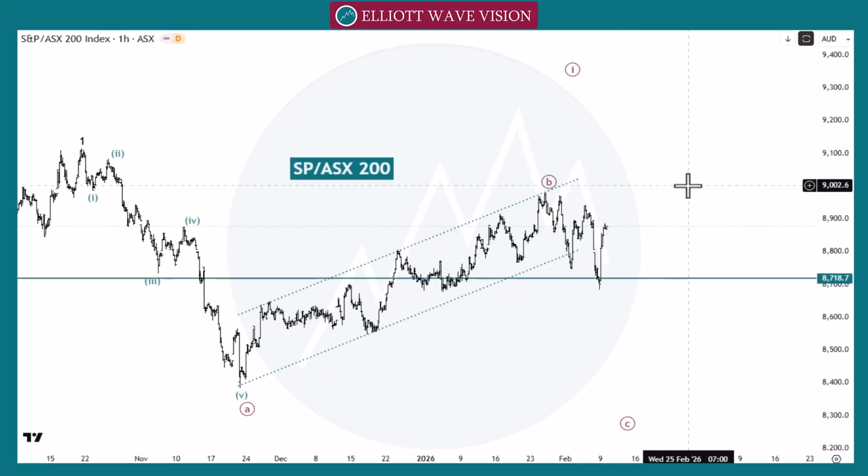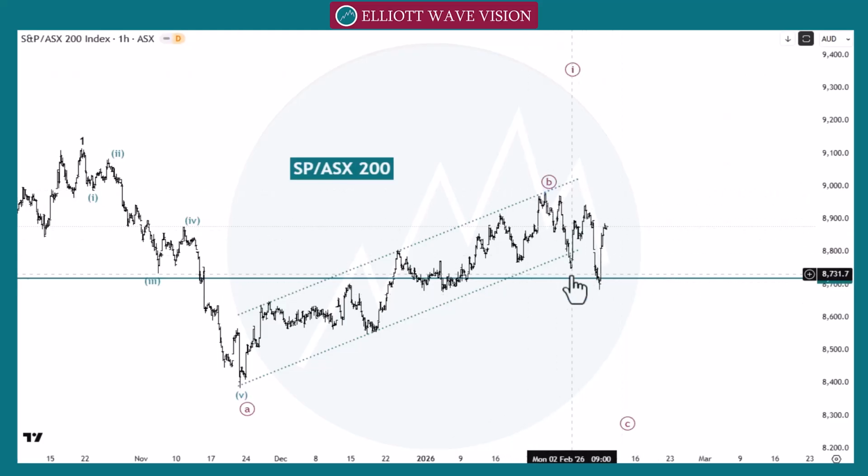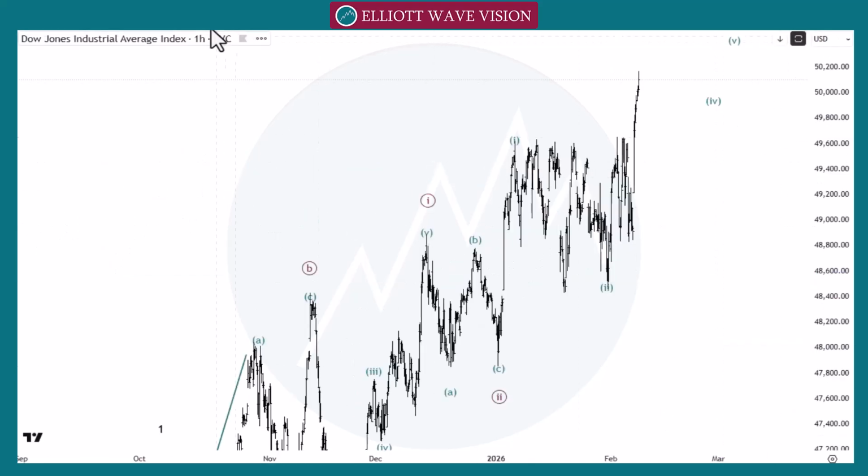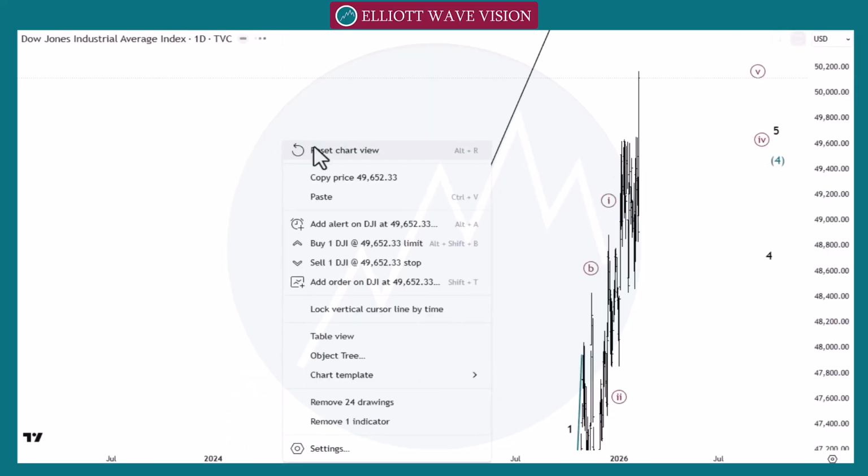We need to wait for the classic trading level pattern at 872. If market give us the pattern above 9,000, then we will go towards the bullish side. So now we are looking for this move as a 1, 2, 3, 4 and 5 as a leading diagonal of this wave C. So let's check our last pair, DJI, Dow Jones in daily time frame.